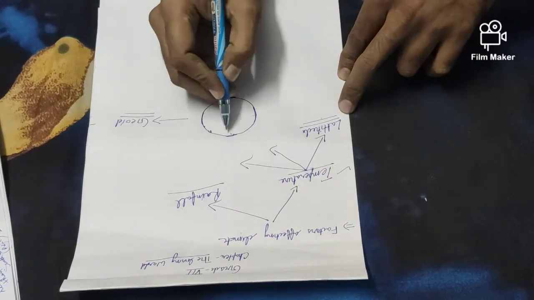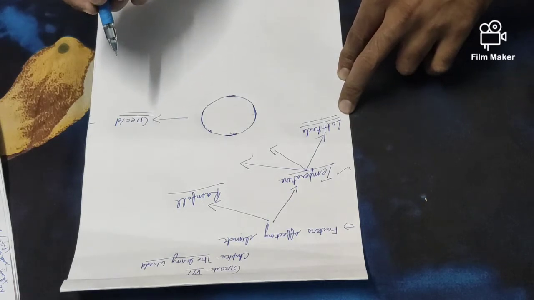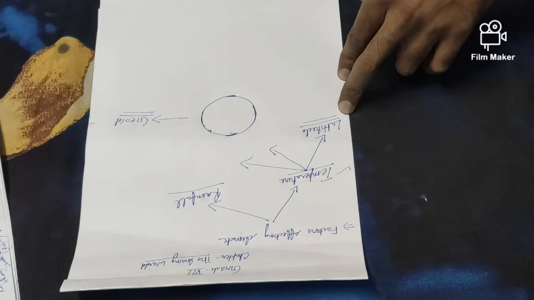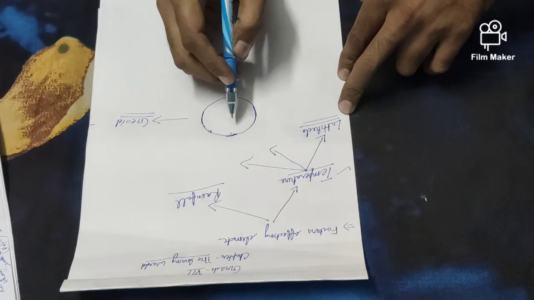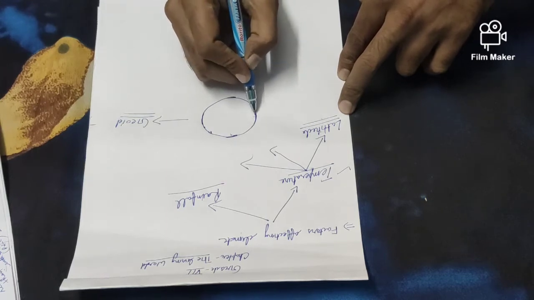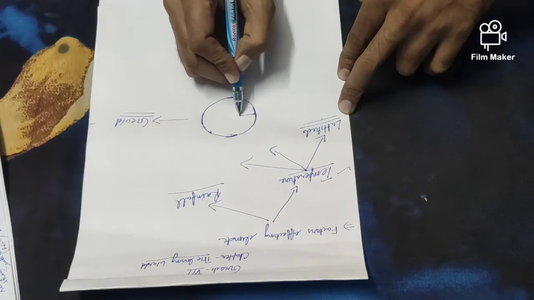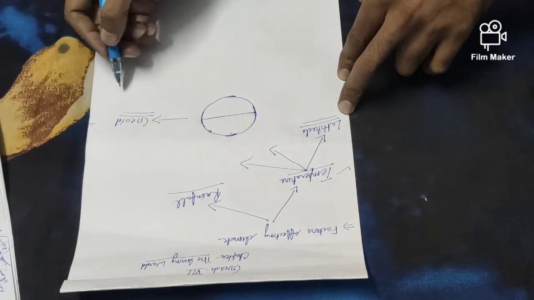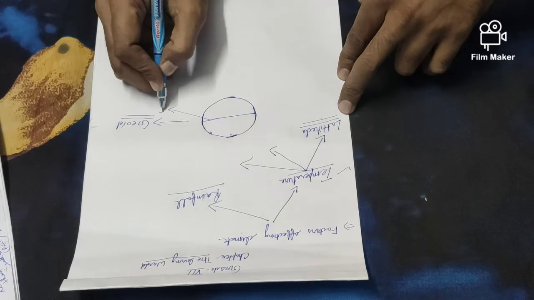Okay, so to know the exact location of anything on the surface of earth, what did geologists do? They draw some lines on the surface of earth, on the map. The line which divides the earth into hemispheres, that line is called equator.